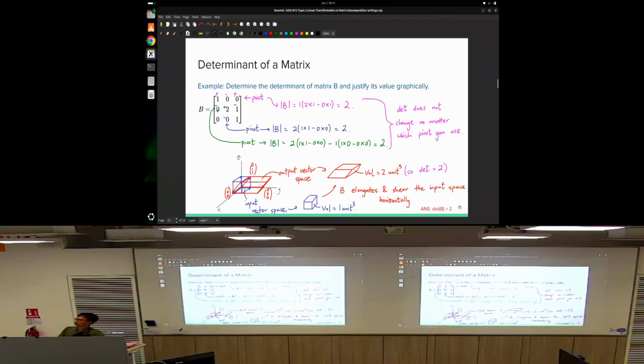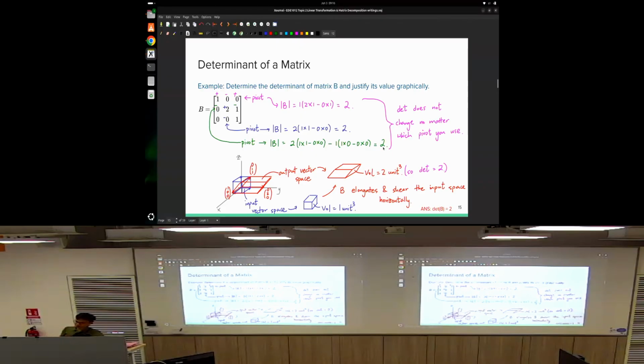Okay, the second column only got 1 and 0, but let's say you prefer to use that, right? It's totally fine. It's just that you have more operations here, but you still get the same determinant. So the determinant does not change no matter which pivot you use. Just choose one with more zeros and then your life will be certainly a lot easier. Okay? So later on we will have something to say about the determinant, right?